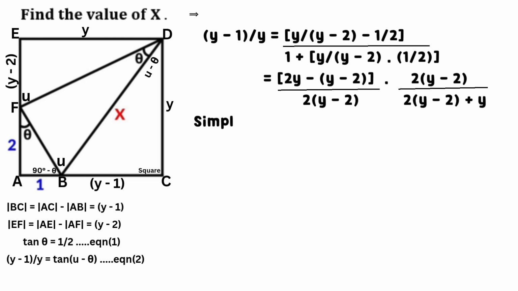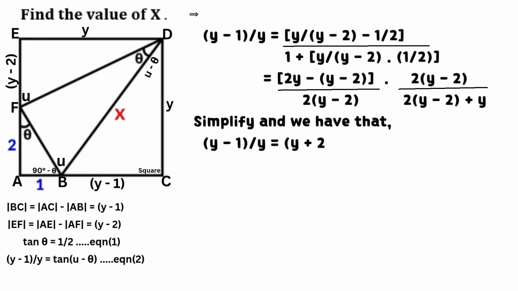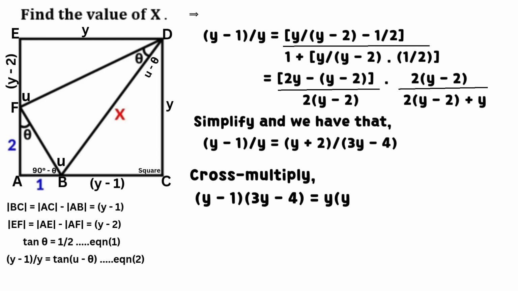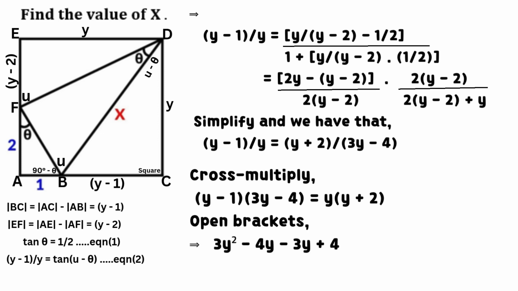Simplify completely and we have that (y minus 1) all divided by y equals (y plus 2) all divided by (3y minus 4). Cross multiply. (y minus 1) multiplied by (3y minus 4) equals y times (y plus 2). Open brackets. This implies that 3y squared minus 4y minus 3y plus 4 equals y squared plus 2y.